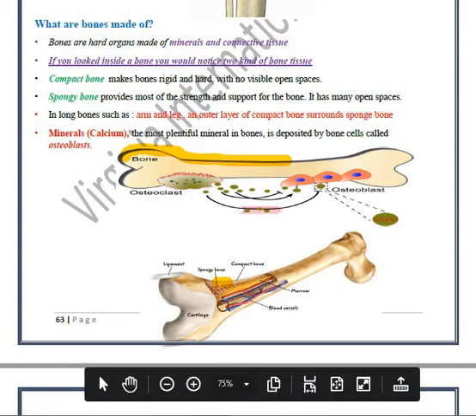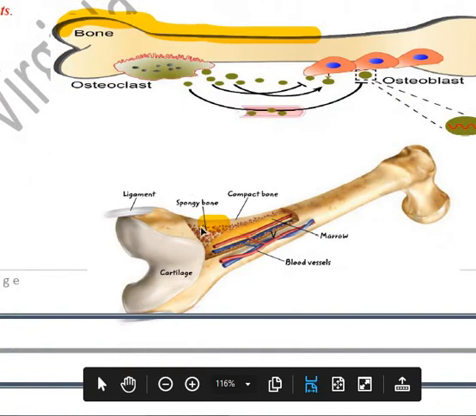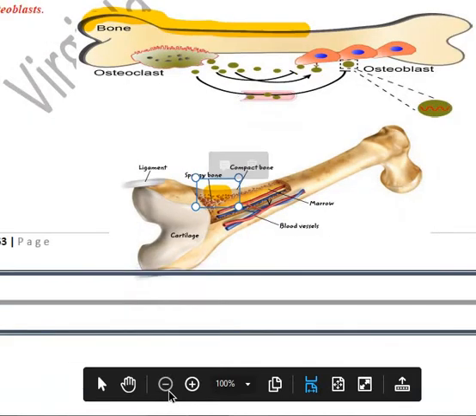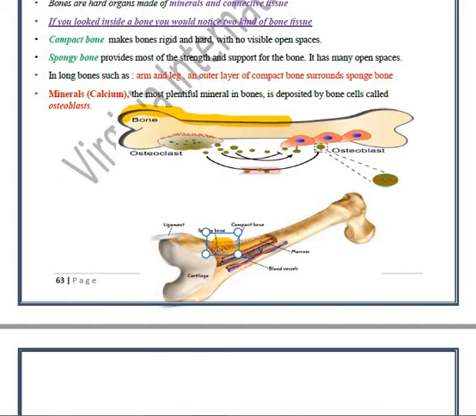And this spongy bone, have a look here. Let's zoom. Yes, it's this one. Okay. This spongy bone also provides more strength and support for the bone. So the rigidity and the hardness come from the compact bone, and the spongy bone only provides more strength and more support for the bone. Okay?